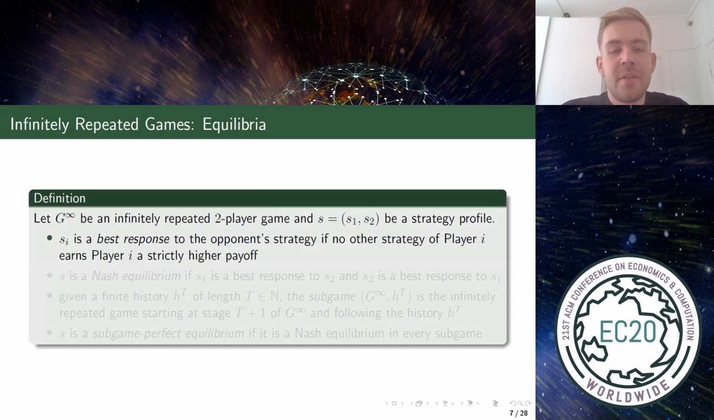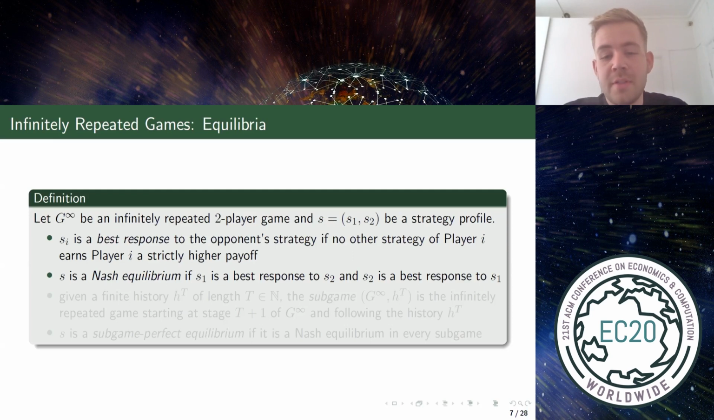Next, we define relationships between strategies. We say that a strategy is a best response to the opponent's strategy if there is no other strategy that earns a higher payoff. We say that a strategy profile S is a Nash equilibrium if it consists of strategies that are best responses to each other. In a Nash equilibrium, no player has an incentive to deviate from their strategy in order to maximize their payoff.